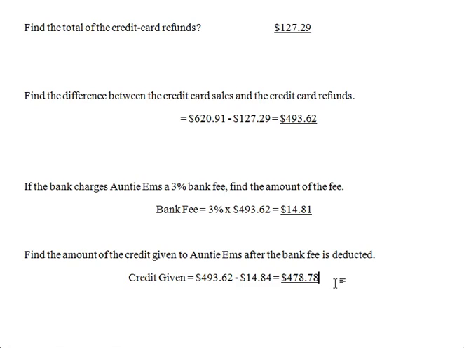$478.78. So we see that $478.78 is the actual amount of money that will be deposited in Auntie M's account for her to make use of.